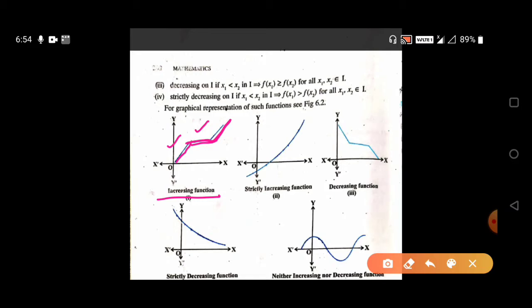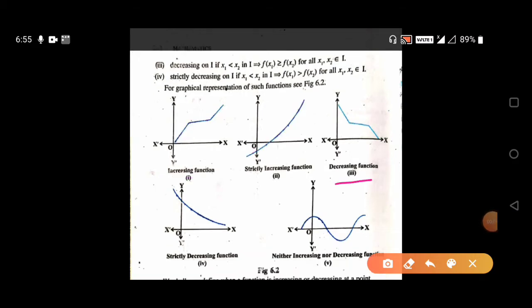What is a strictly increasing function? The strictly increasing function graph will be like this only. It will never come downward. For a decreasing function and strictly decreasing function, whenever it is strictly, it will be constantly downward. Whenever it is a decreasing function, it is also downward, but for this part it is very decreasing, and for this part it is slightly less decreasing, then again it is decreasing. So it is fluctuating. In this way we will find whether the function is decreasing or strictly decreasing.